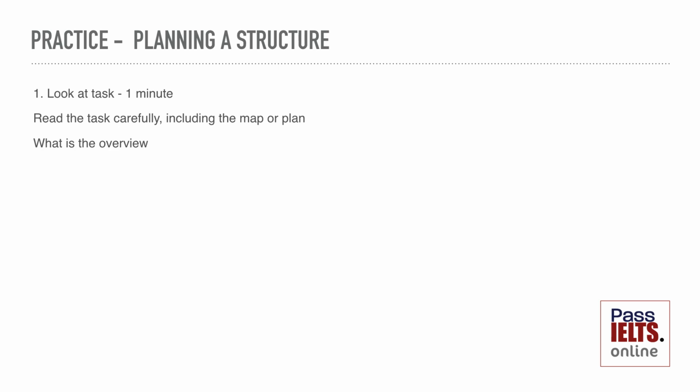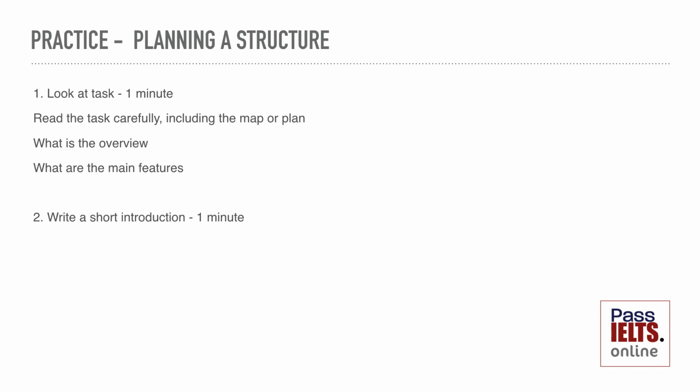Let's remind ourselves of the stages on how best to write a map description. First of all, you need to take roughly a minute to look at the task, and in that minute you need to read the task question very carefully and have a very careful look at the map or plan. Decide what is the overview, what are the main features.